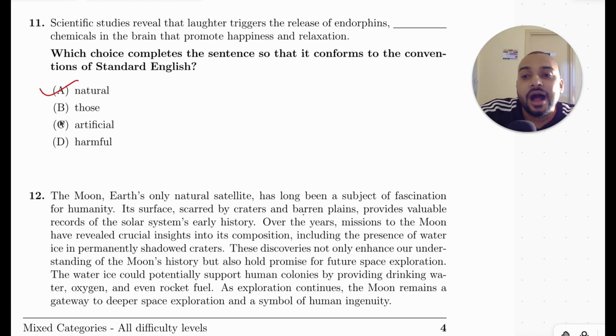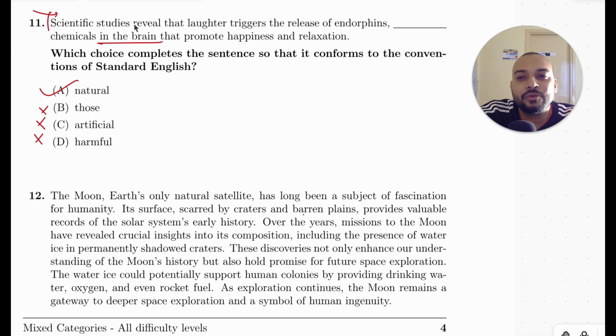Okay. Artificial is not correct. Why? Because they are chemicals in the brain, they cannot be artificial. Harmful, again, no. Harmful is an extreme word, it should have been explicitly mentioned in the text. Otherwise, we won't consider it. So option A looks to be the most value-adding one. It's grammatically correct, logically correct, and meets the need of this fact.